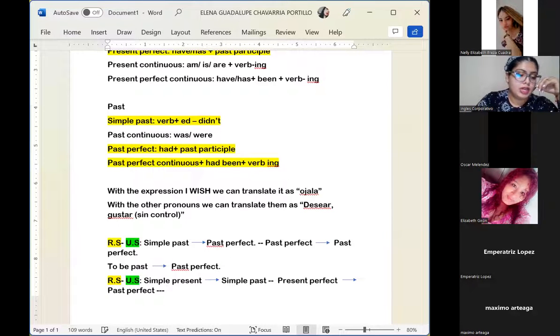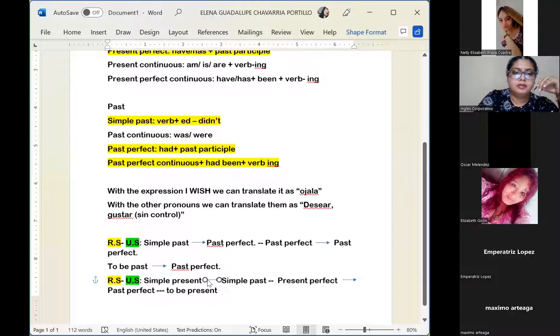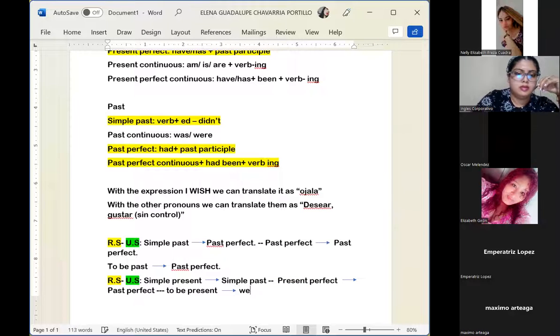And if we have to be in present, in this case, we are going to use were. So, if we have to be present, we are going to use to be in past. But we are not going to use the was. We know that we can use was with some pronouns. In this case, you are going to use were with all the pronouns that you have. Why? Because in that case, it's something more formal. You can use was, and that's okay, but in that case, it's something very, very informal.